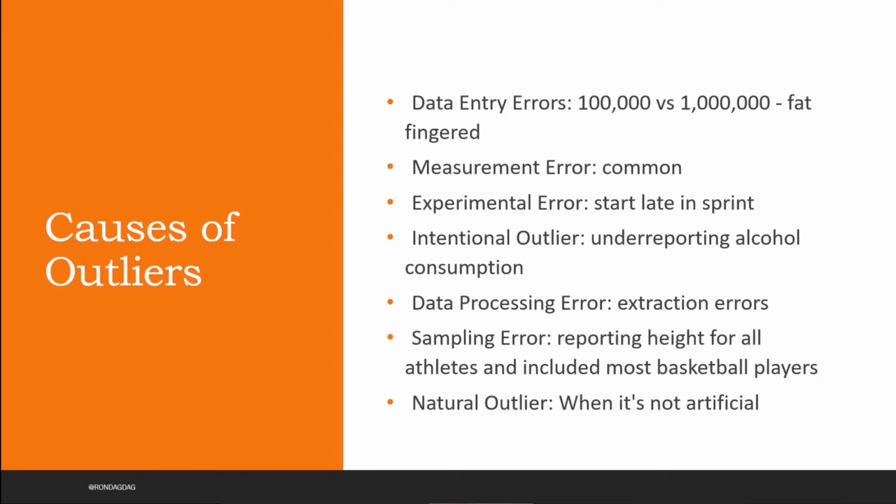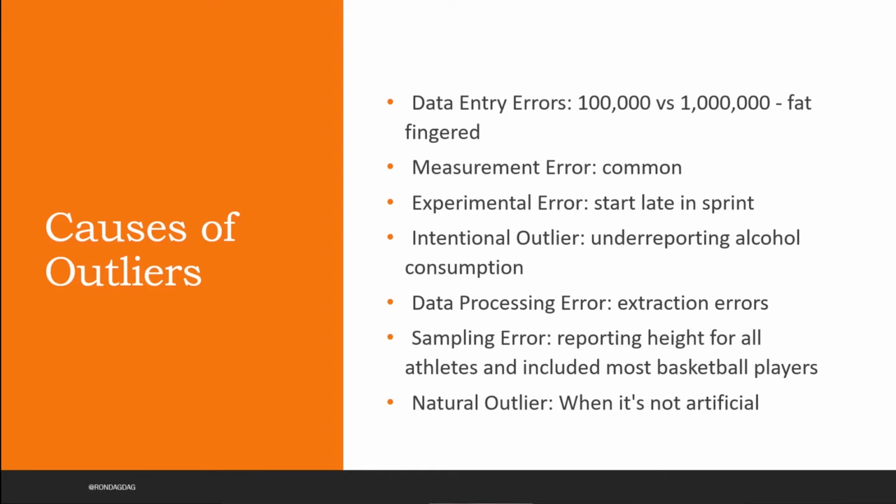Different unit of measure. Experimental error, it could be, most of your data is the end of a sprint cycle. So that would give you an experimental error. You started late collecting the data. Intentional or outlier, it could be something like underage reporting alcohol consumption. Of course, they're going to lie. They're not going to say they drink a lot.